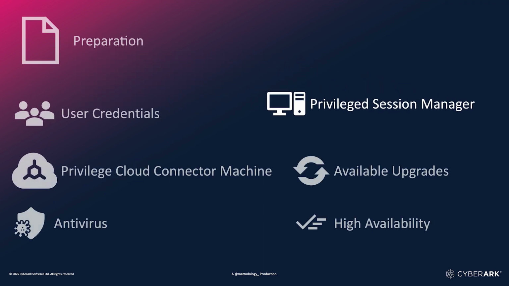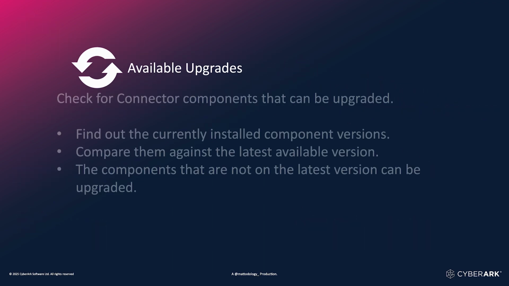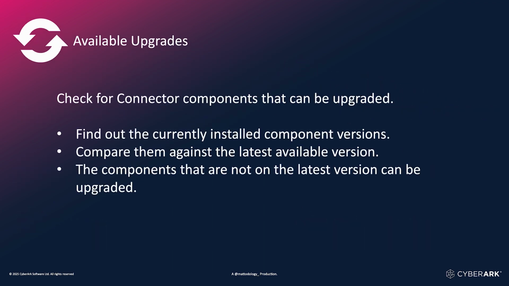Now, log into your connector server and check the currently installed versions of your Privilege Cloud connector components. Compare them against the latest available versions and identify which components are not yet on the latest release so they can be upgraded.